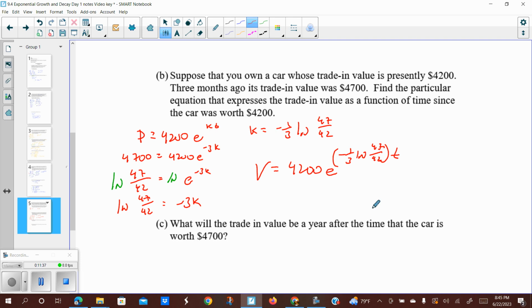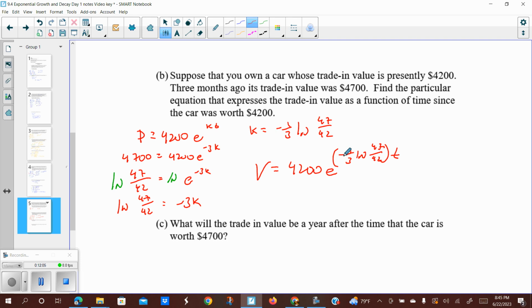And you might look at this and say, wait a minute, you said that the natural log of anything between 0 and 1 is going to give us decay, but that 47 over 42 is actually greater than 1. It is, but the negative 1/3 out front actually makes the whole exponent a negative value. So it still is decay. It just has to be the negative exponent of the exponential to make it decay. All right, so there's our equation.